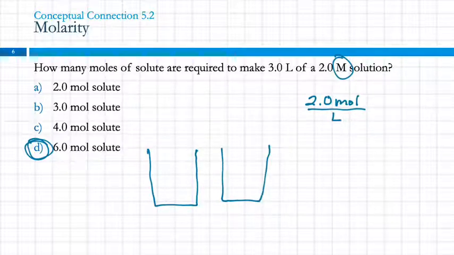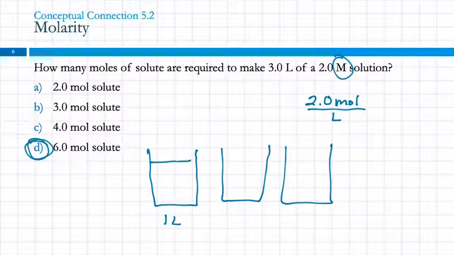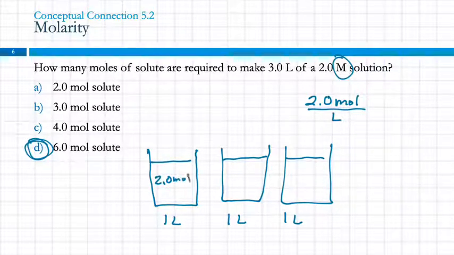So here's 3 1 liter beakers. And each of these is 1 liter. And this concentration, 2 moles per liter, tells me that I have 2.0 moles of whatever the solute is in this 1 liter of solution. And in this 1 liter of solution, I also have 2.0 moles. And in this liter, I also have 2.0 moles. So if I want 3 liters of solution, then I need 2 plus 2 plus 2, 6 moles of solute in the 3 liters. Does that make sense?